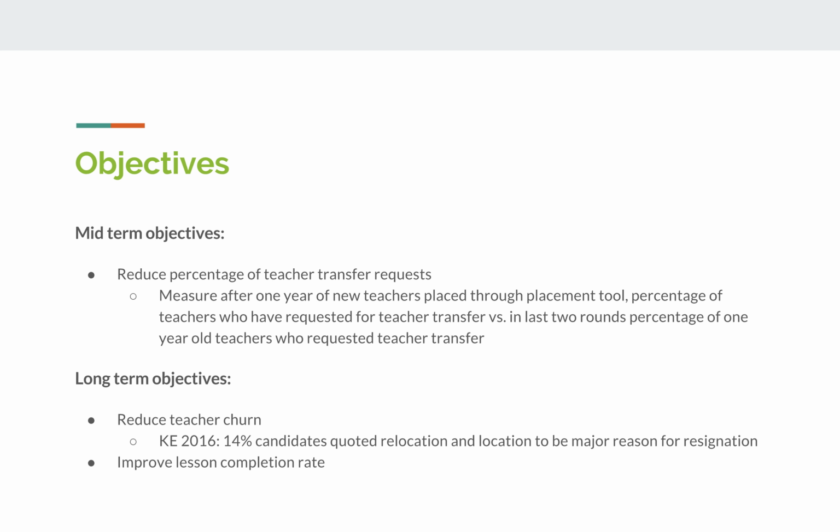And then the second objective is to improve lesson completion rate. If we can place substitutes faster to cover vacancies, and for all the placements, that can ultimately also improve our lesson completion rate.